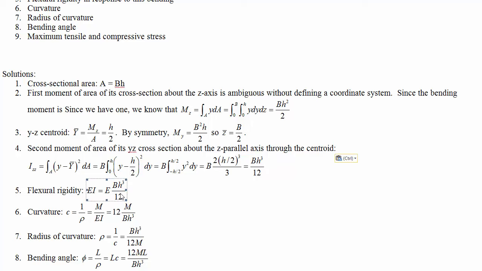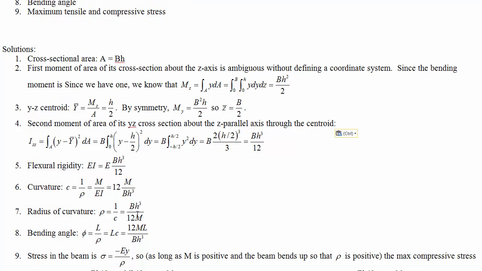Flexural rigidity is just E times this I. Curvature, from our formula above, is M over EI. Radius of curvature is 1 over the curvature, so just invert that one. Bending angle phi is the length divided by the radius of curvature. This is using the arc length formula, or in other words, length times the curvature.